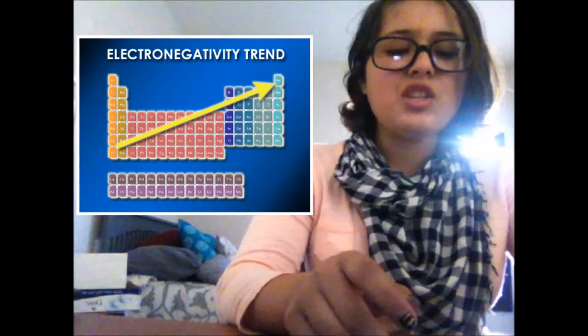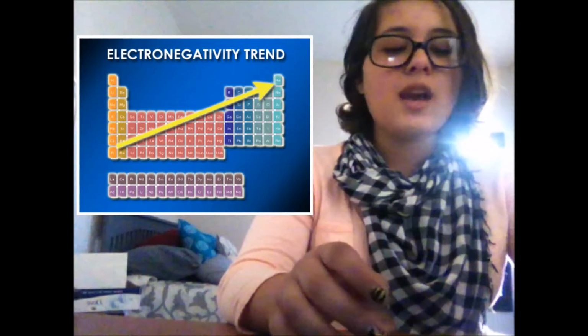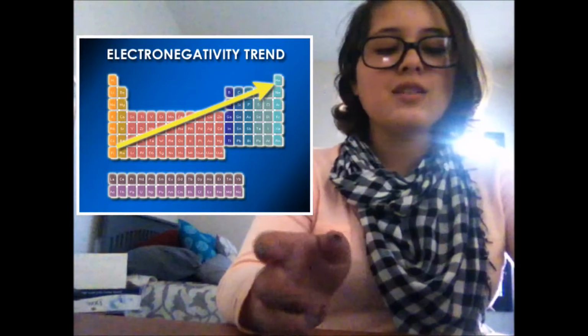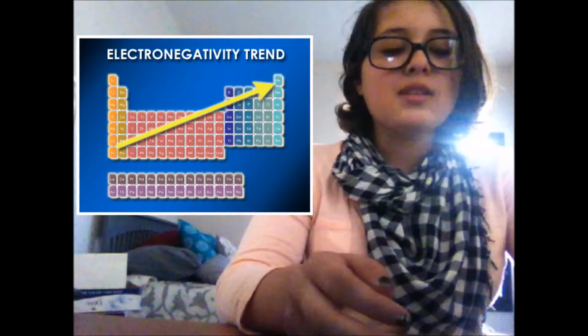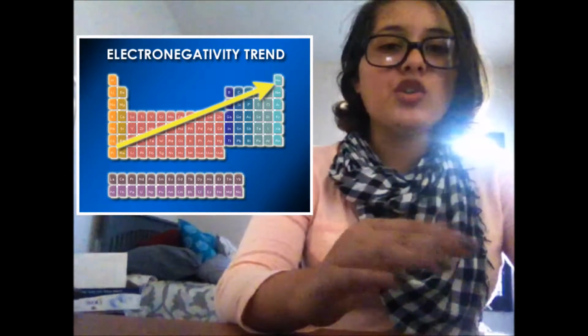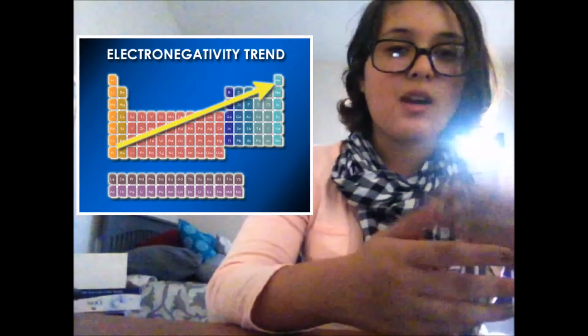The next thing is electronegativity, which measures the attraction between a nucleus and the shared electrons in a bond. It generally decreases as you go down the periodic table because the valence electrons are further from the nucleus as atoms grow larger, as you can see from the picture that I have.